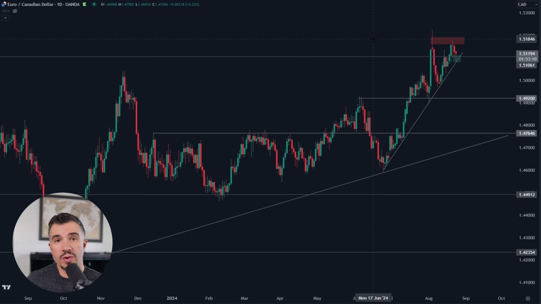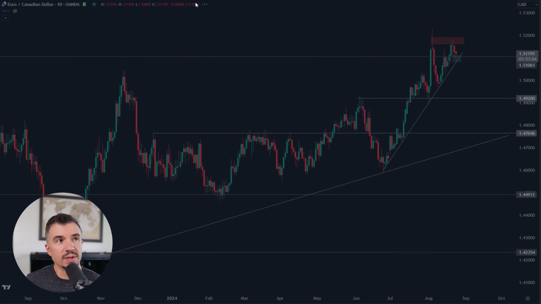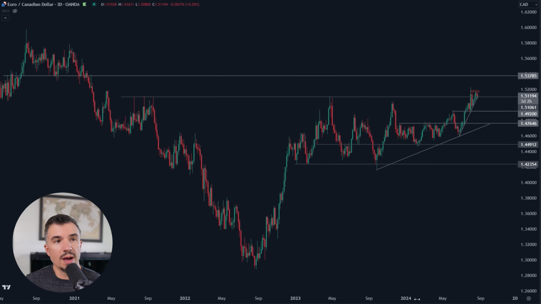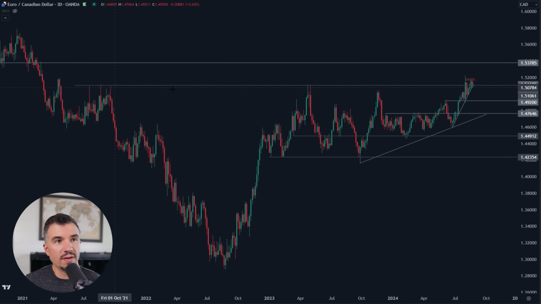All right, so the EURCAD isn't one that I talk about too often, but I do want to mention it because of this trend line here. Also, the range that we've seen from this market over really several months and even years, we are seeing the market trade just above this mark up here. So right around 1.5115 or so, we're seeing it break above that area.